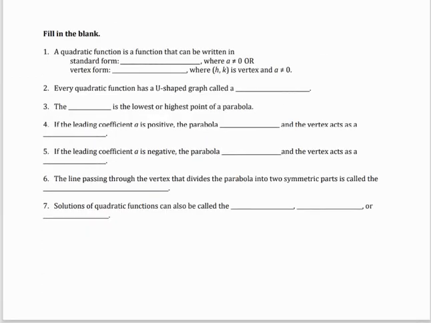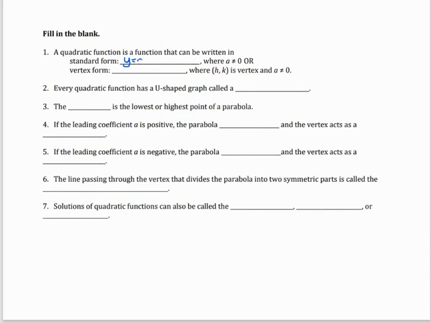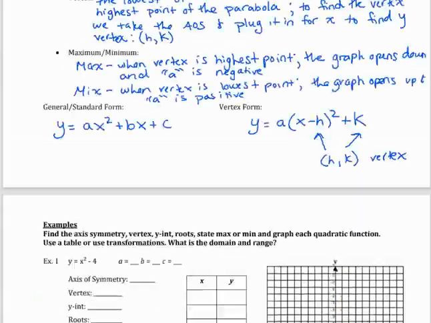Last but not least, let's review some of our vocab. So a quadratic function is a function that can be written in standard form, which is y equals ax squared plus bx plus c. And vertex form, which is y equals a times x minus h, all squared plus k. Notice we have squared terms in both of these. That's what makes something a quadratic. Number 2, every quadratic function has a U-shaped graph called a parabola. Why don't you continue by filling in the rest of the blanks, and all that vocabulary comes from above.